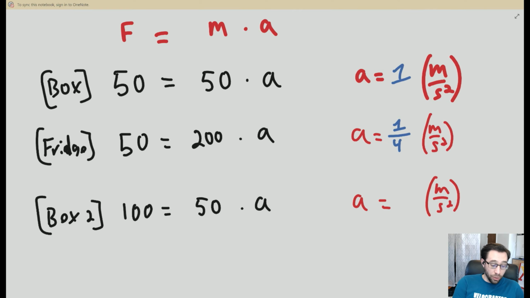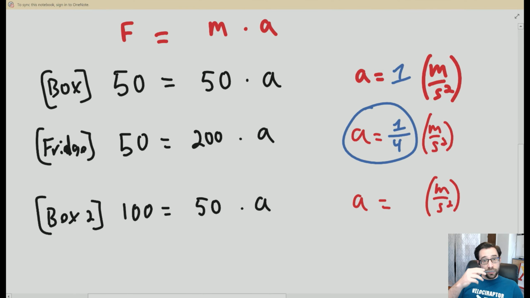So a lower value for the acceleration means that it's not going to increase its speed. Yeah, it's not going to increase its speed as quickly. Make sense? Yeah. All right.